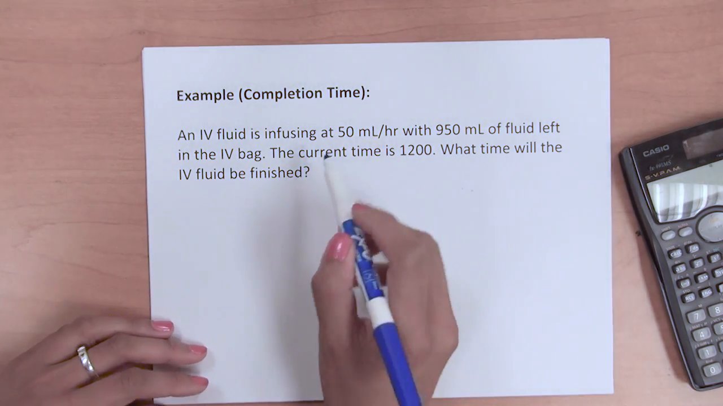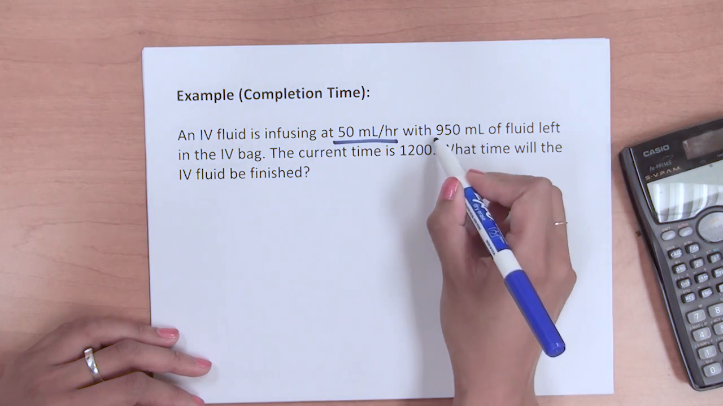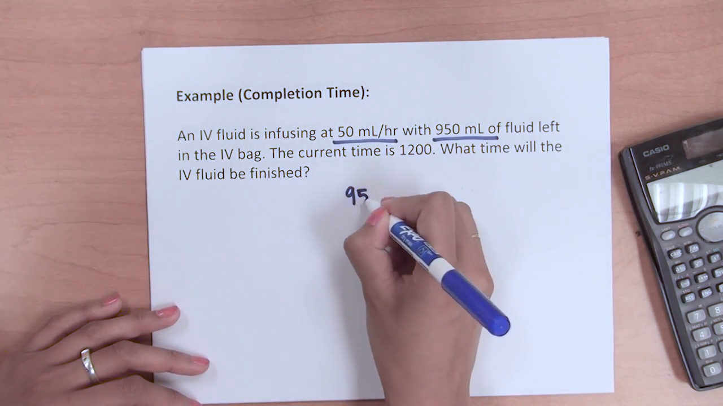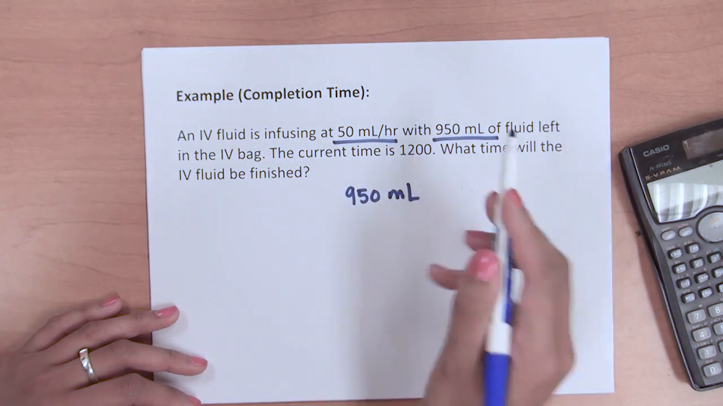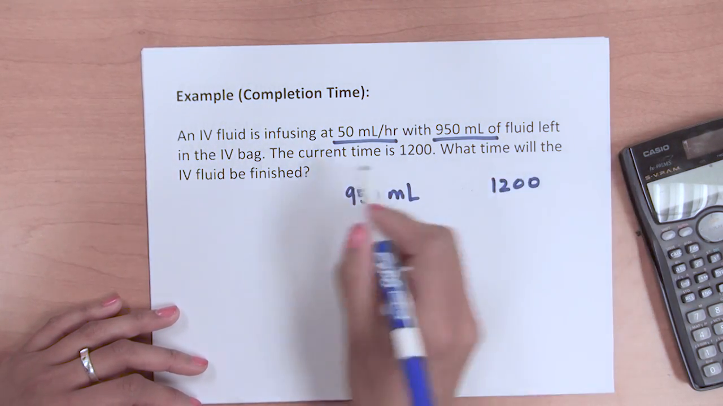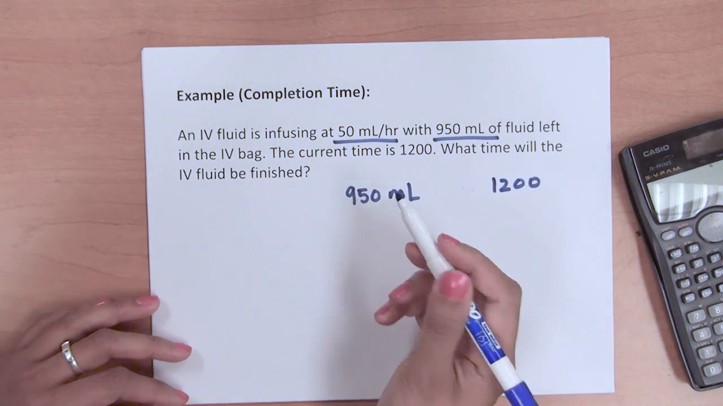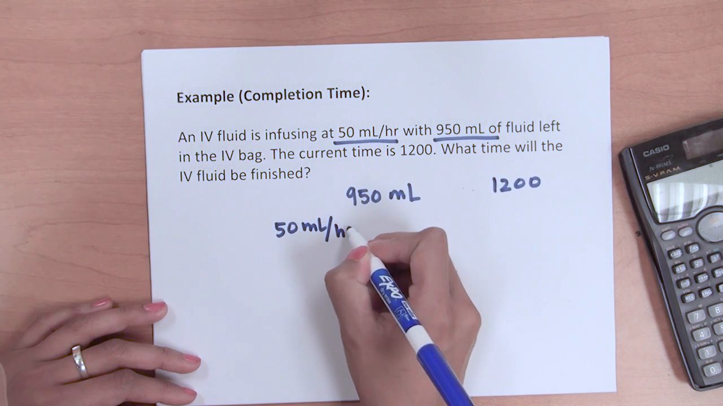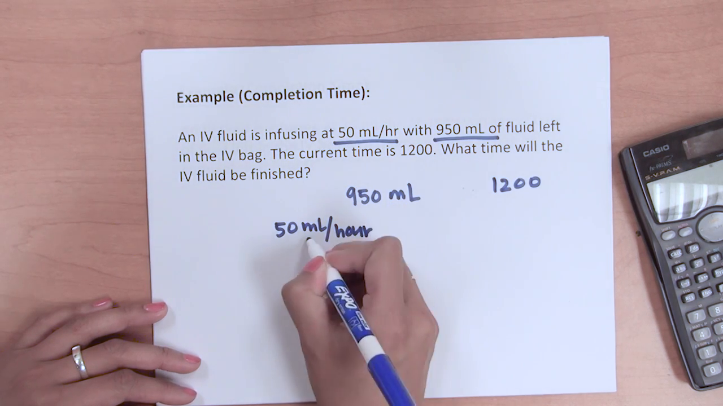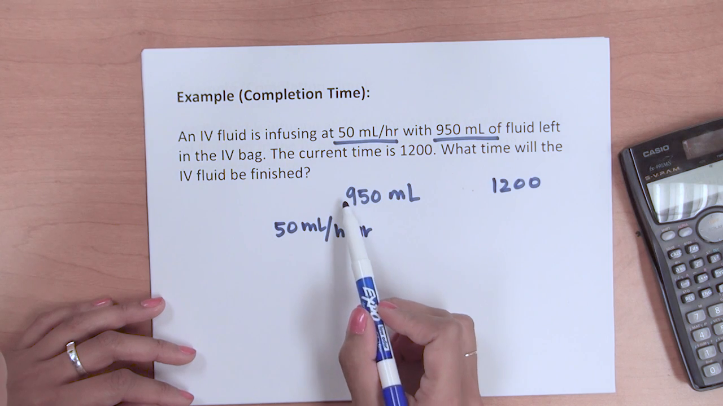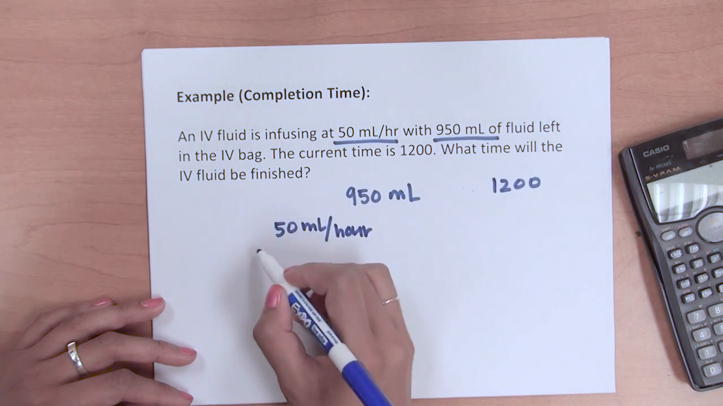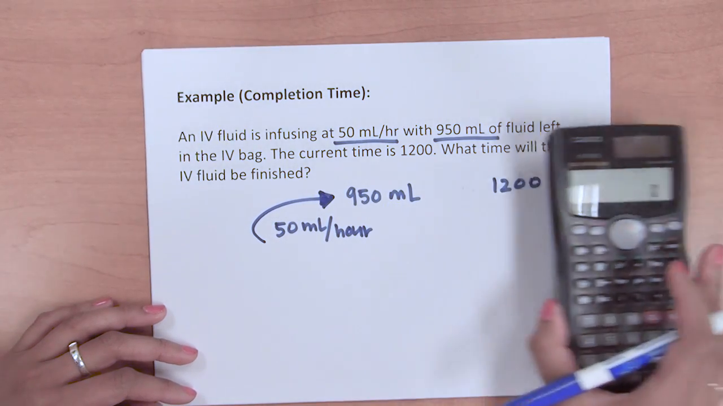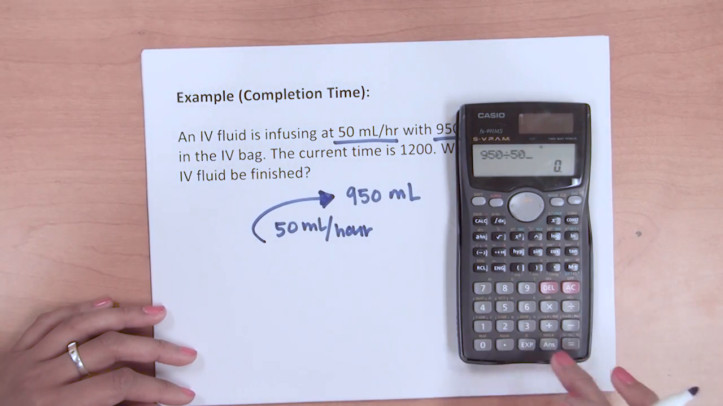An IV fluid is infusing at 50 mils per hour with 950 mils of fluid left in the IV bag. So we have 950 mils left. The current time is 12. What time will the IV fluid be finished? So it's asking for completion time. So we have our rate, 50 mils per hour. We don't need to convert anything because we have our units of measurement. So we have 950 mils left. So you're gonna ask yourself, how many 50 mils is in this 950 ml bag? So you can go 950 divided by 50.